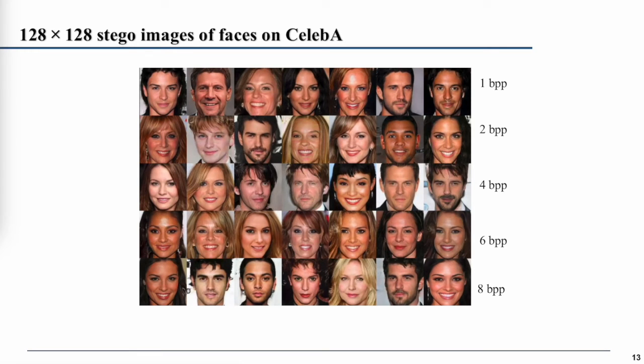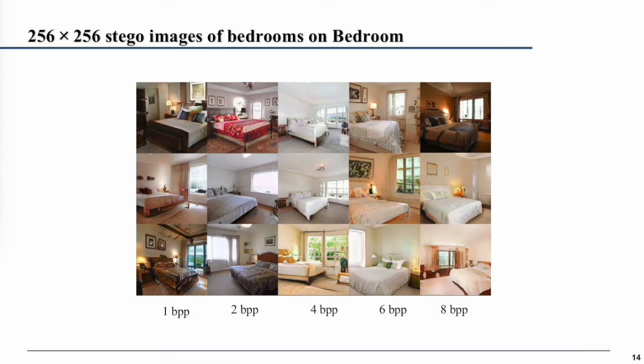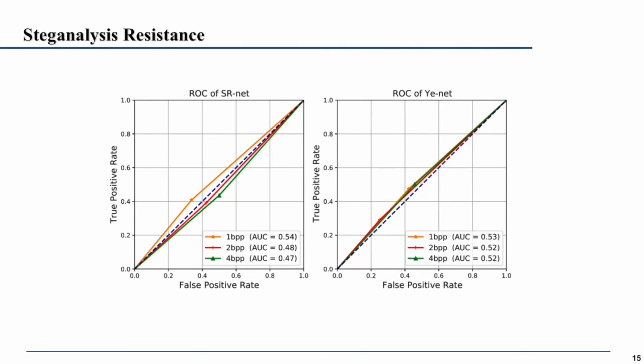There are 128 times 128 stego images of faces with various payloads. Stego images of the top row are with the payload of 1 bit per pixel, and stego images of the bottom row are with the payload of 8 bits per pixel. There are 256 times 256 stego images of bedrooms with various payloads. Images from the leftmost column are with the payload of 1 bpp, and images from the rightmost column are with the payload of 8 bpp. They are ROC curves of different steganalysis algorithms.